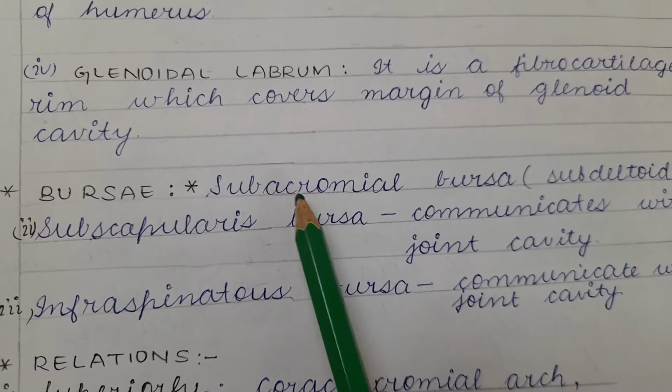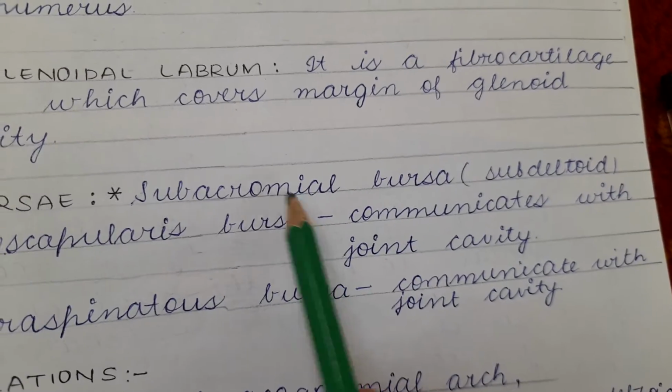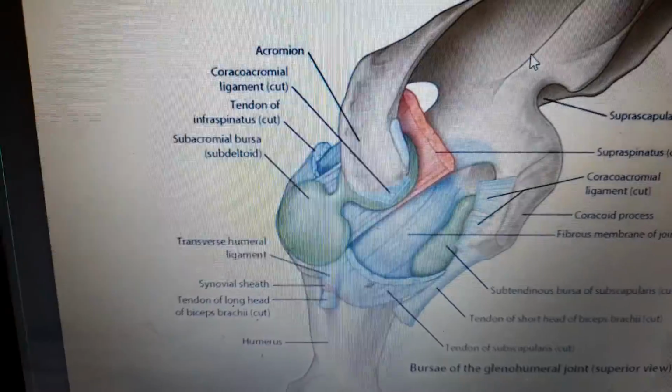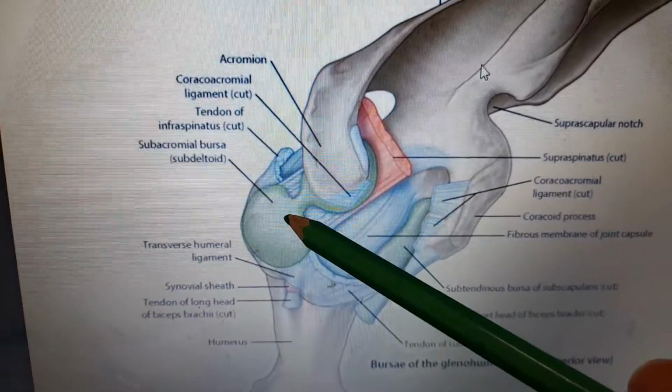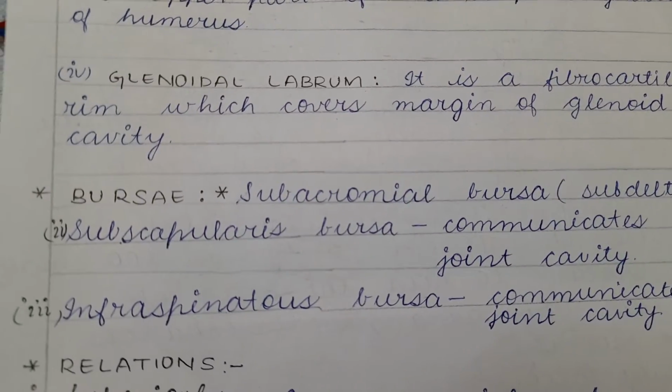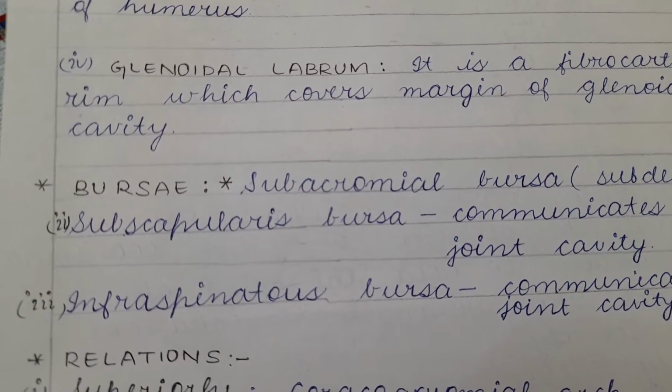There are 3 major bursae. The first is subacromial bursa, which is also known as subdeltoid bursa. In the diagram, it is the subacromial bursa. Second is the subscapularis bursa and third is the infraspinatus bursa.